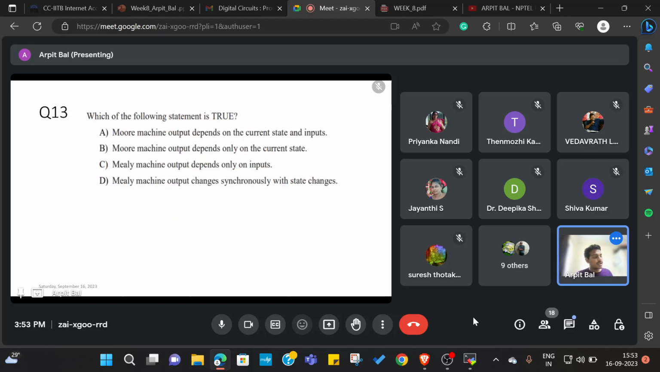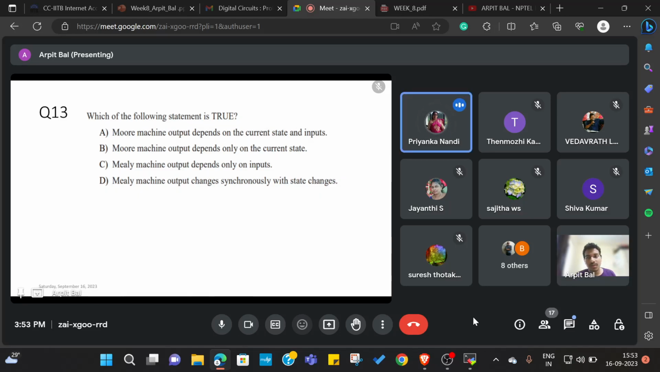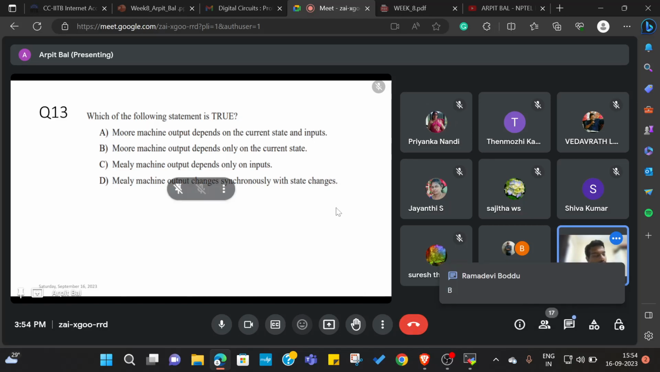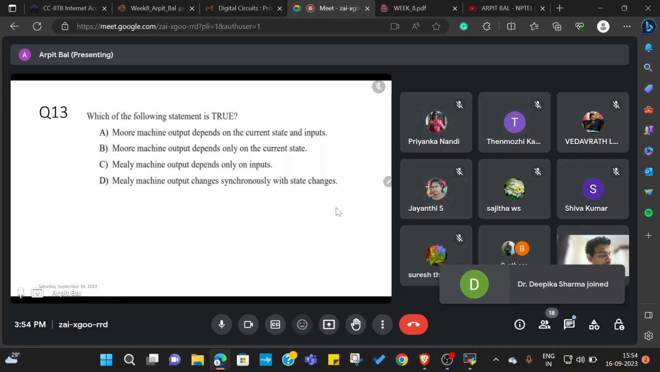Okay, so moving on to the next question. This is regarding Moore and Mealy machine. Can anyone try this question? Option B. Moore machine output depends only on the current state. Okay, then what does Mealy machine's output depend on? It depends on current state and current input. Correct, current input. So option B is actually correct.